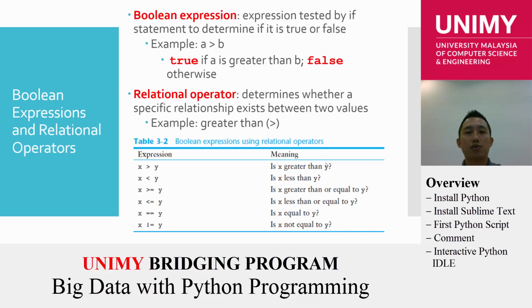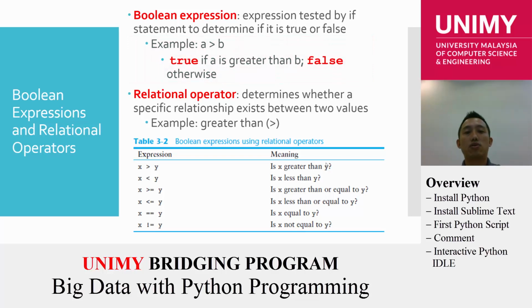We use a lot of Boolean expressions in programming. A Boolean expression is an expression tested by if statements to determine if it is true or false. For example, A greater than B. It will get a value of true if A is greater than B, otherwise it will return a value of false.